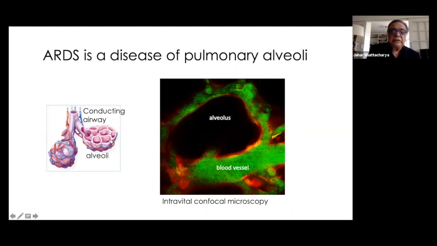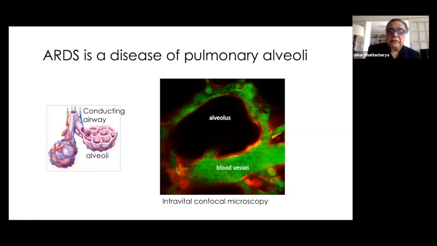So we are able to image by direct intravital confocal microscopy. We can image the alveoli, and here's an example of an image. This is a single alveolus of a mouse lung. We can also do this in human lungs, and you see here the gas, the air space of the alveolus, which is dark, surrounded by the alveolar epithelium. And next to the alveolus is the blood vessel stained. The blood has been stained green here, just for contrast.